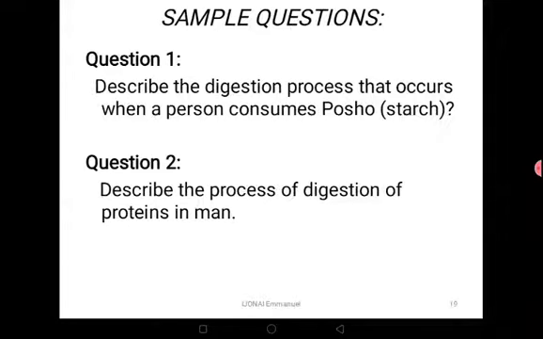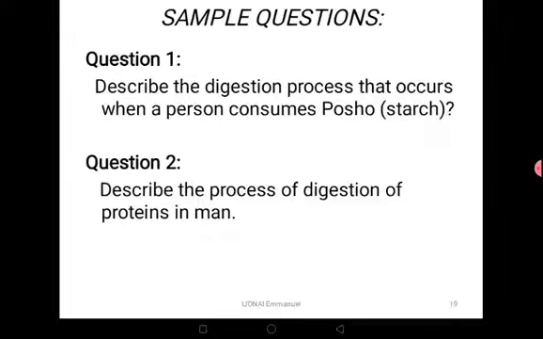So I have two questions there and I want you to answer them. The first one is, describe the digestion process that occurs when a person consumes posho. Now very soon we are going back to school. Actually, even at home you have been eating posho. Don't tell me you have not been eating posho. You have been eating posho, even me I have been eating. So when you eat it, it takes a long process of digestion. I want you to describe that one. I will give you some good marks.